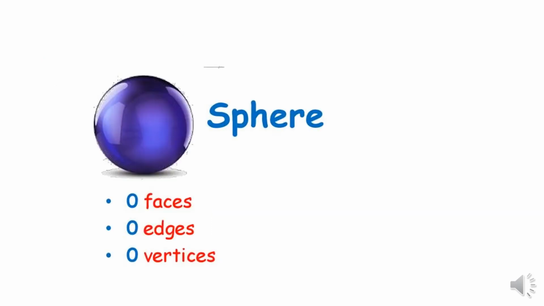Now let's study the sphere. You remember we said that the faces it's the flat surface, but as you know, in the sphere there is no flat surface. This is why it contains 0 faces. And also we said that the edge it's the straight line, and also we don't have here any straight line in the sphere. And the last one, the vertices. The vertices it is the corner, but here in the sphere there is no corner. This is why the sphere contains 0 faces, 0 edges, and 0 vertices.